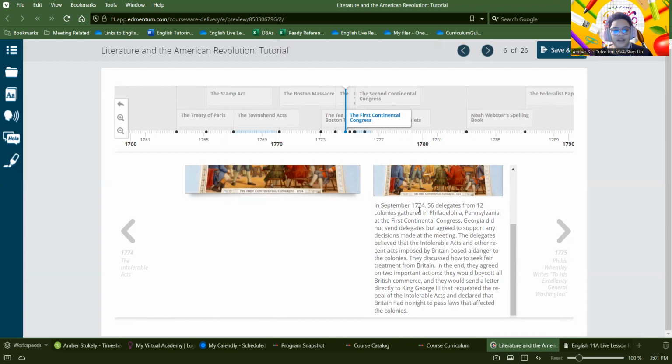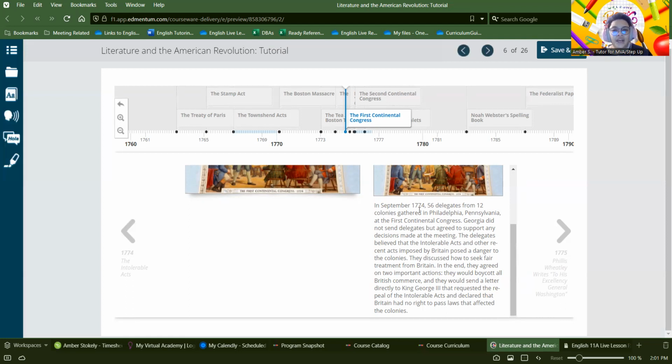Now, just to break this down a little bit more, to delegate means to put someone else in charge or in a position to represent other people. So it literally means someone that was chosen to represent a group of people. Now, what did they do there? They discussed the Intolerable Acts, right? Because they were just passed. So they're talking about these acts and how they affect the country.